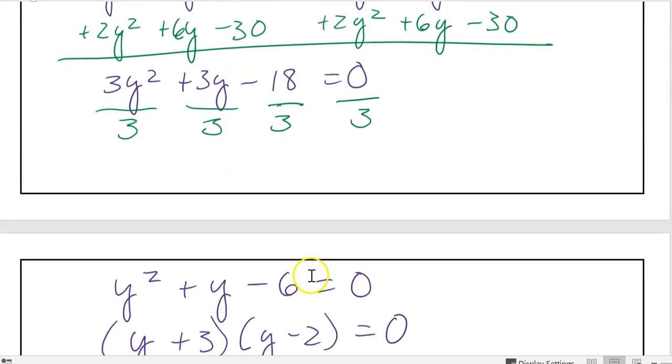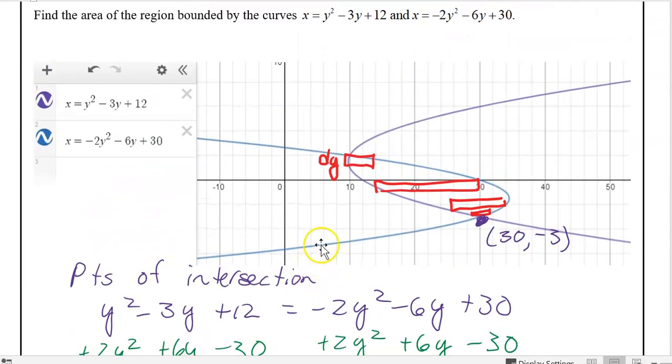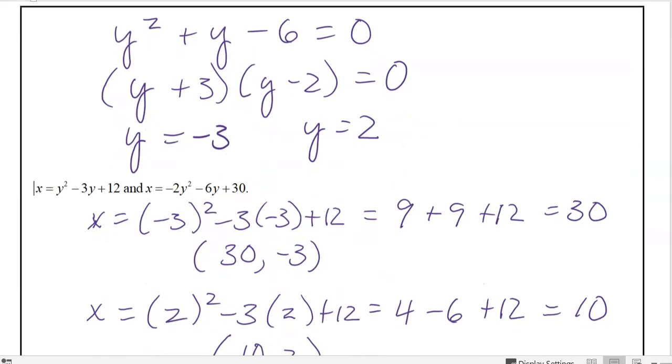To do that, I need to know which one's on the left and which one's on the right. Remember that a right opening sideways parabola must have a positive coefficient on y squared, which means it is the purple one. The one that opens to the left, which is the negative direction, has a negative coefficient on y squared, so it's the blue one. In this case, however, when we look at our closed region, it is the blue, the negative, that is on the right. So it should be the negative one minus the positive one.